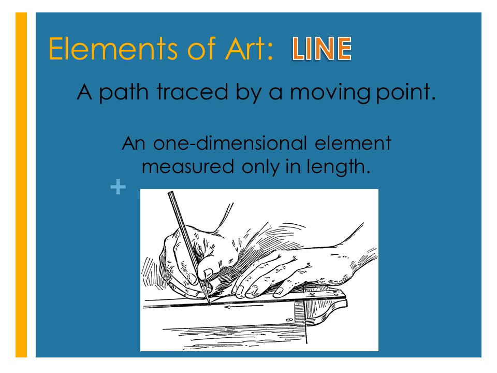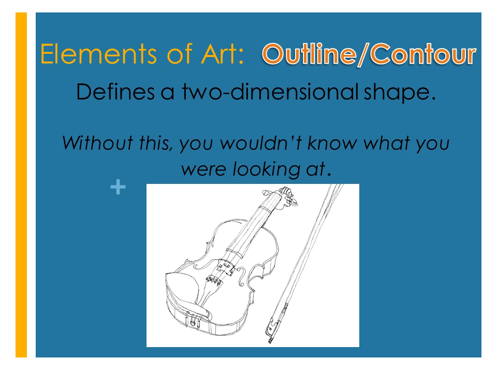Line. A path traced by a moving point, a one-dimensional element measured only in length. Sometimes a line in a drawing can be symbolic, other times it's very defined. Lines are considered by length and thickness and direction. Outline and contour line defines a two-dimensional shape. Without this, you wouldn't know what you were looking at.